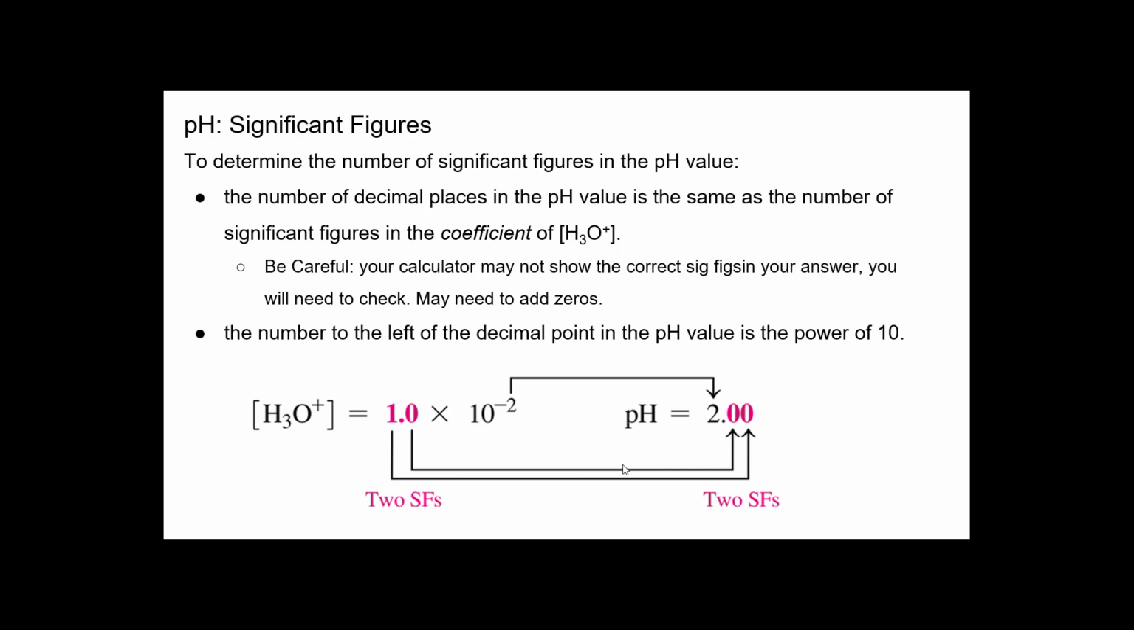To determine the sig fig values in a pH, I'm just going to read this straight off and then explain. The number of decimal places in the pH value is the same as the number of significant figures in the coefficient of the concentration of hydronium ions. This is where I'm telling you to be careful with your values, because you may be given just a numerical value of 2 when you actually need 3 sig figs. And then you're going to add some zeros. The number to the left of the decimal point in the pH value is the power of 10.